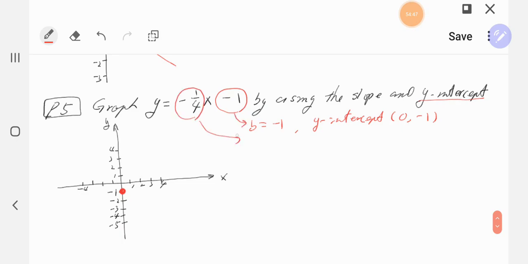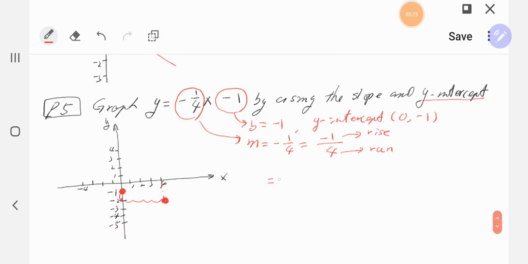This is the slope m. Let's move the negative sign to the numerator. So negative 1 over 4. Rise is negative 1, and run is 4. So from this point, rise is negative 1, so we will move 1 unit down. Negative means down. And then run is 4, so move 4 units to the right. 1, 2, 3, 4. So that's the second point, right?